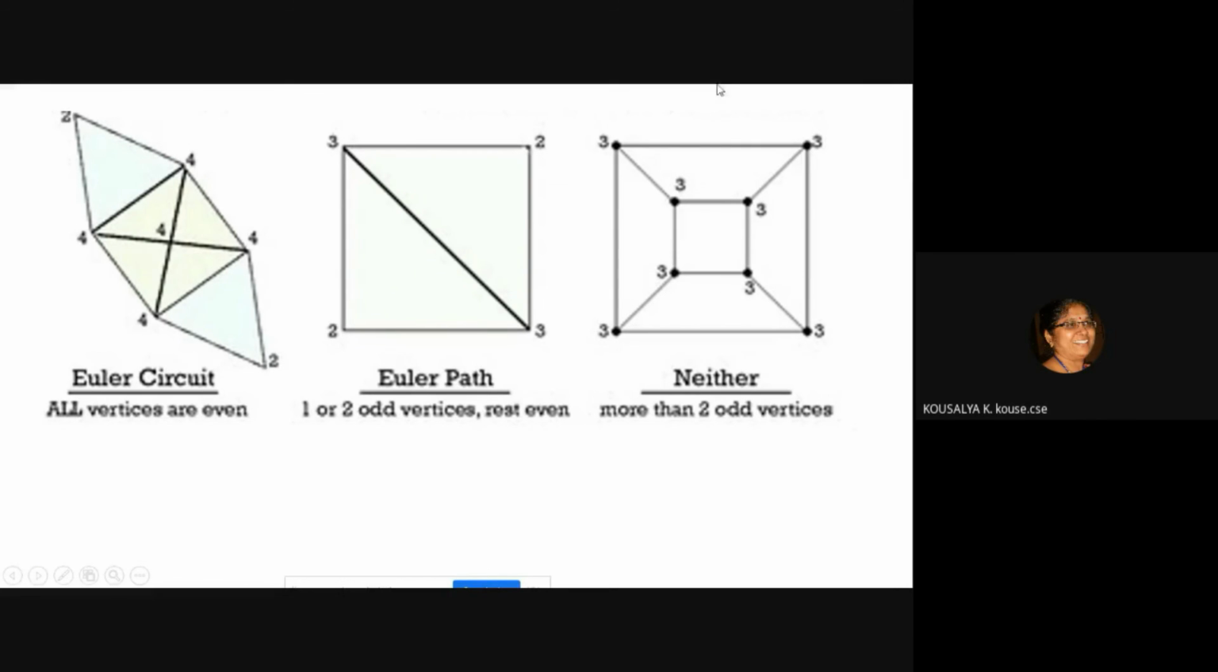Now consider this one, where all have an odd degree. So it is neither an Euler path nor an Euler circuit. So this is an example of an Euler circuit, this is an example of an Euler path, and this is an example of neither an Euler circuit nor an Euler path. It is just a graph.